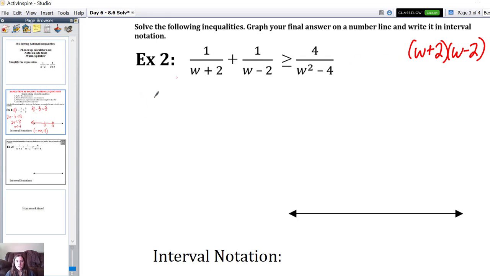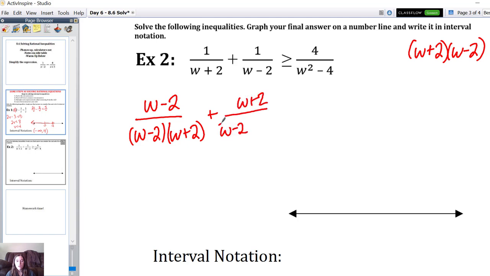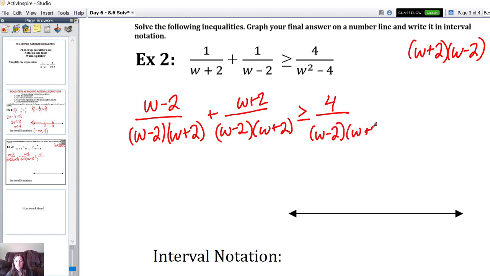So I can rewrite this as multiplying the first one by w minus 2 over w minus 2. Multiplying the second one by w plus 2 over w plus 2. And that's greater than or equal to, and I didn't need to change anything on the right. I'm just going to write it in factored form. Should be w minus 2 times w plus 2.